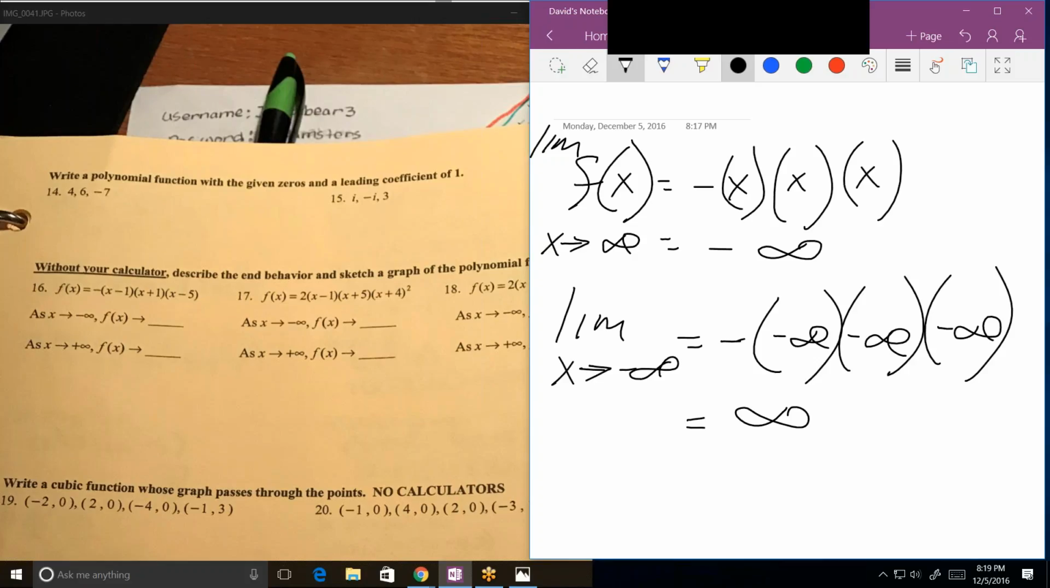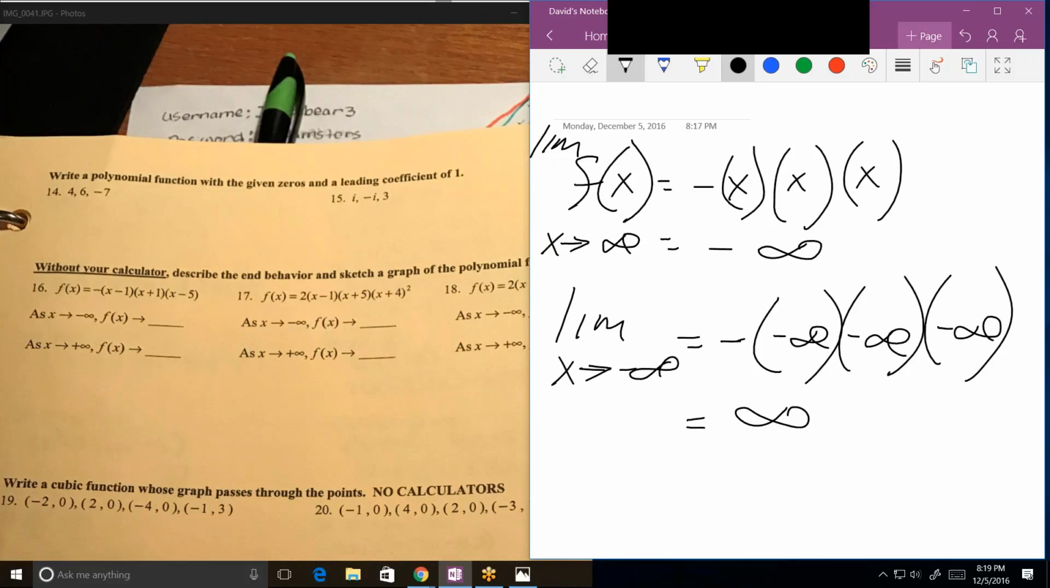But that's what you do in all of these: substitute negative infinity for x and ignore the other numbers. They're not important. In other words, when you're dealing with numbers like infinity, it doesn't matter whether you're going to subtract 1 from it or add 5 or add 4.